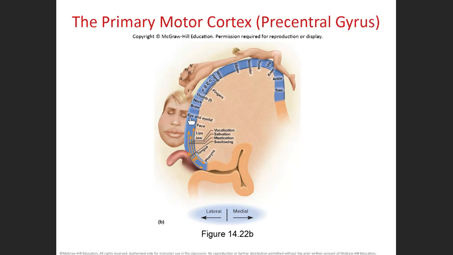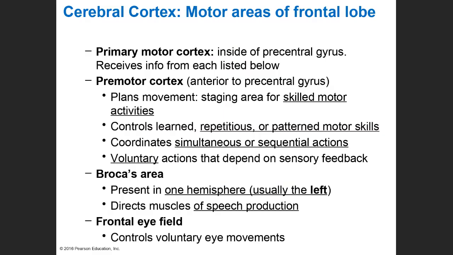So specific parts of the primary motor cortex are going to be involved in controlling or initiating movement of muscles in these specific parts. Okay, don't memorize this map, but just know that we do have this very high level of specificity in this primary motor cortex, where we can control very specific parts of the body for movement.